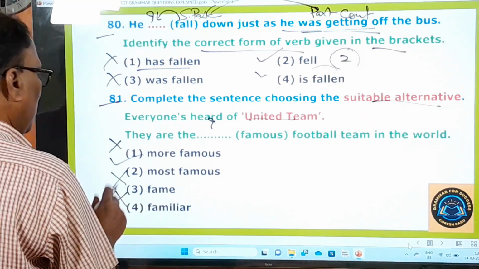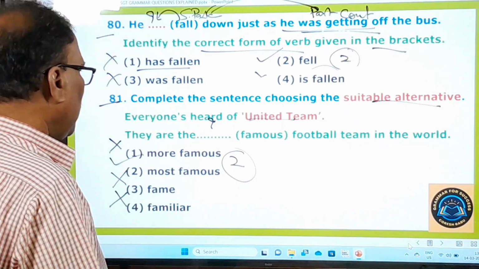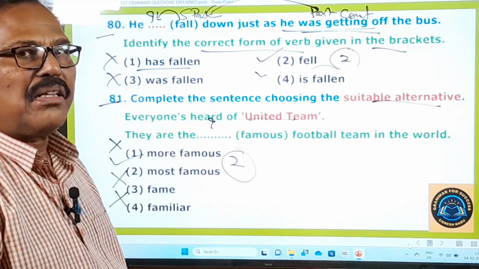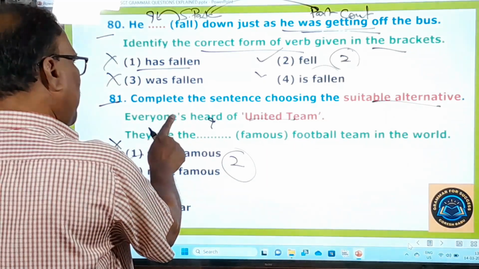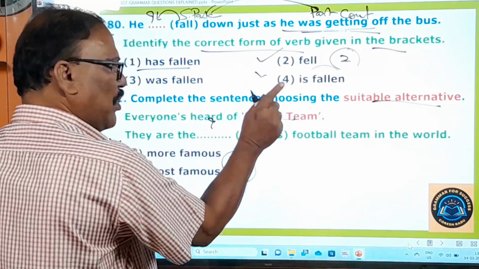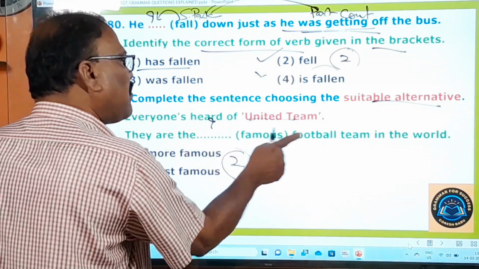Familiar? No. So the first, third, and fourth are wrong. Only the second one is the right one, because here you have to use only the superlative degree adjective. Look at the sentence: everyone has heard of the United team. You know very well about this United team, right? They are the dash famous football team.